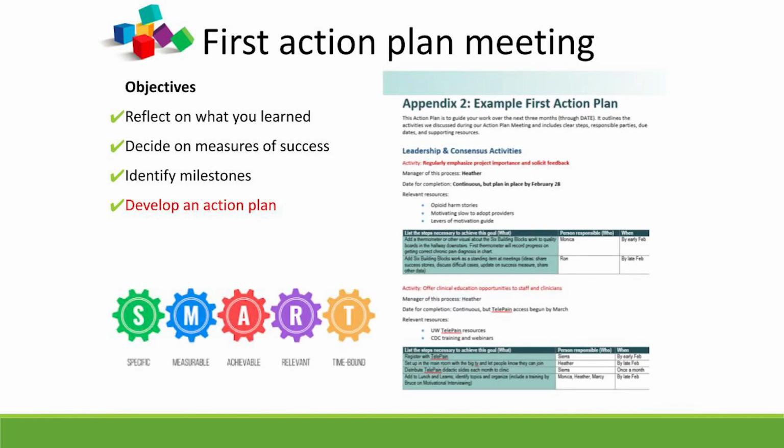So during the action planning meeting, the last thing you're going to be doing is developing an action plan with the clinic. And that is figuring out what are the first goals that we want to work towards. Who will be responsible for working towards that? What are the steps that need to take place? And who is responsible for each of those steps, and when will those steps be done by, and what resources are available to support that work?